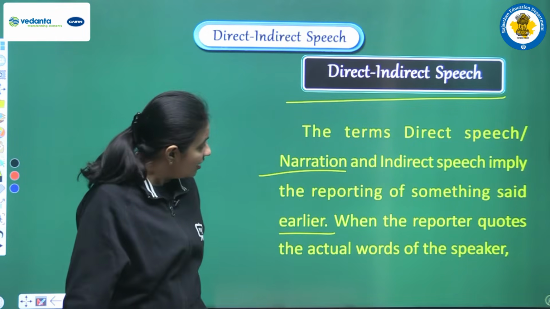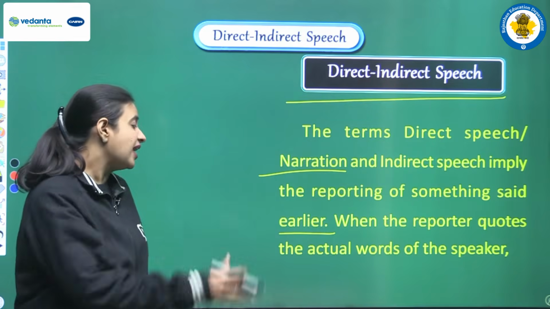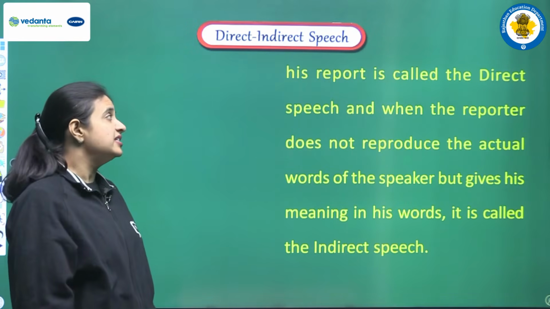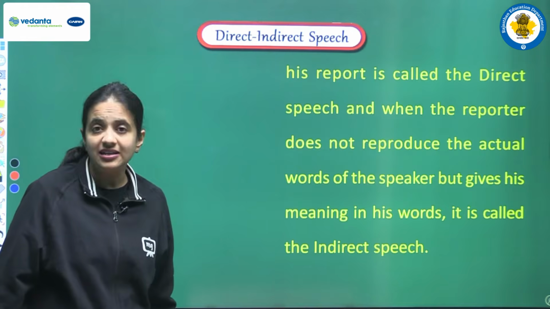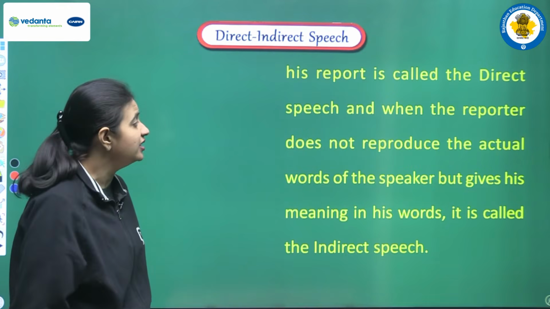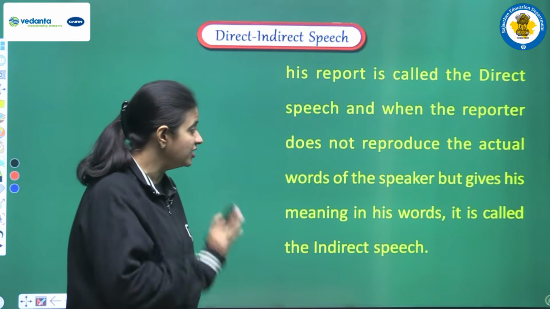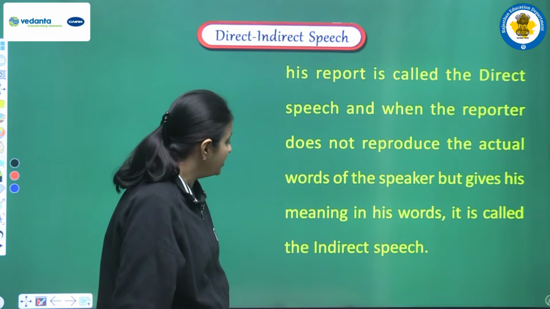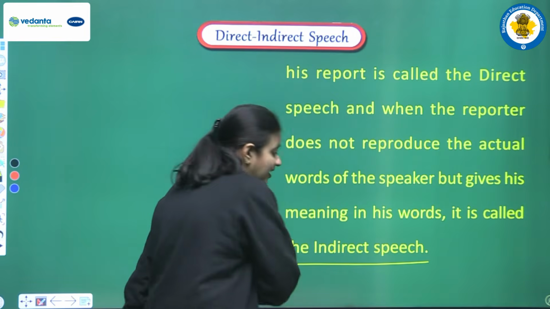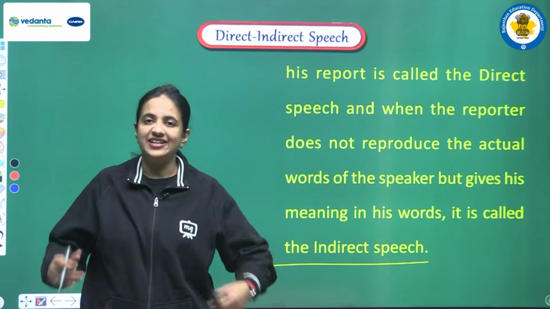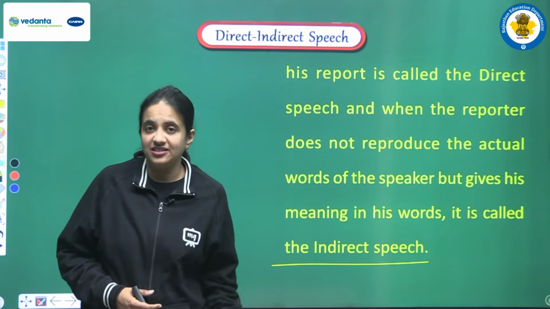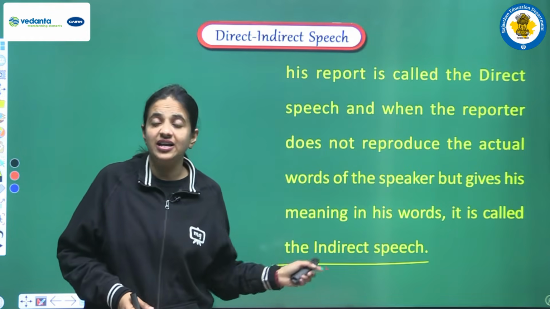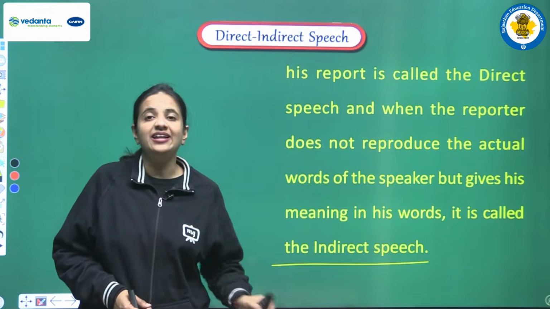Clear? When the reporter quotes the actual words of the speaker, his report is called the direct speech, and when the reporter does not reproduce the actual words of the speaker but gives his meaning in his own words, it is called the indirect speech. So now after getting the idea what direct and indirect speech means, we have the difference between direct and indirect speech.